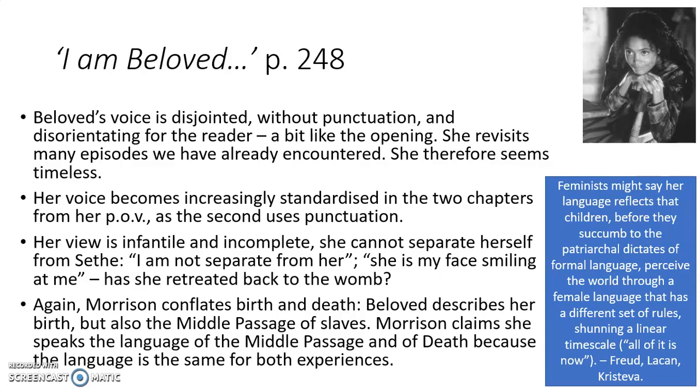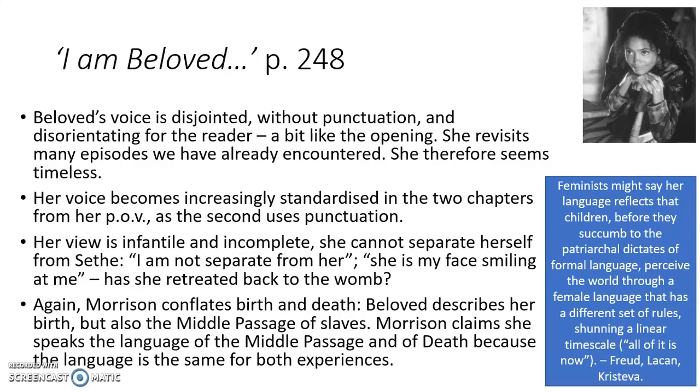And again, we have this conflation of birth and death. So Beloved is describing her birth, but she also seems to be describing the middle passage of slaves. So she talks about, for instance, being together with dead people and seeing one mother jumping overboard and that kind of thing. It's pretty traumatic. Morrison has said that Beloved speaks the language of the middle passage and of death because the language is the same for both experiences. So for Morrison, the middle passage where slaves were brought over on the boat is just death.